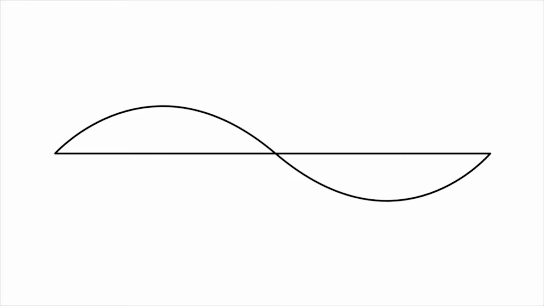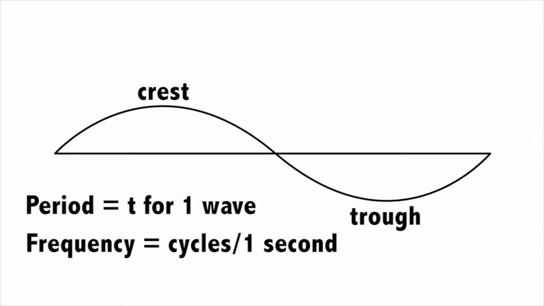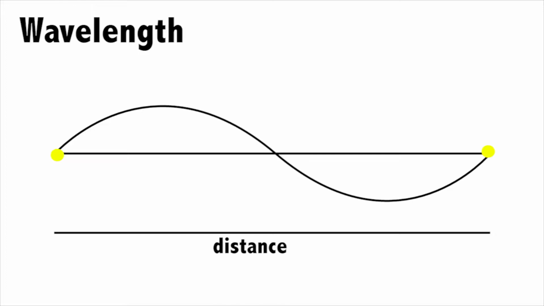The basic components of the wave include the crest, which is the highest point of the wave, the trough, the lowest part of the wave, the period, the time for one complete wave, the frequency, the number of cycles completed in 1 second, and the wavelength. Wavelength is the distance between 2 points in a wave which are at the same phase. For example, the distance between 2 crests or the distance between 2 troughs.